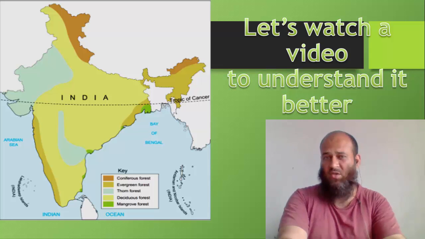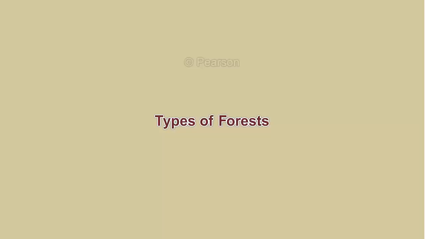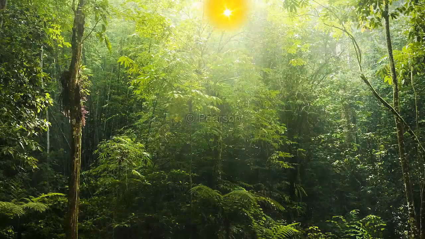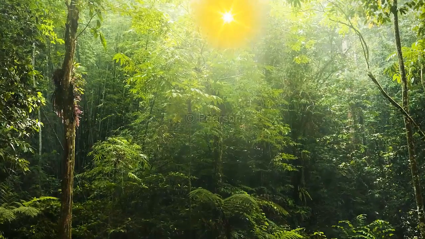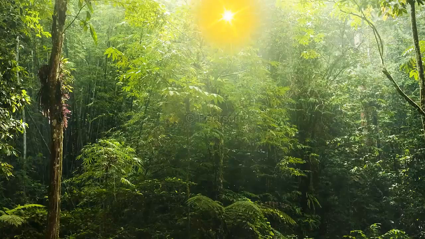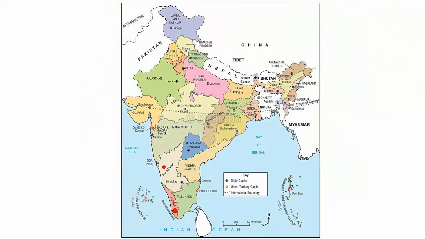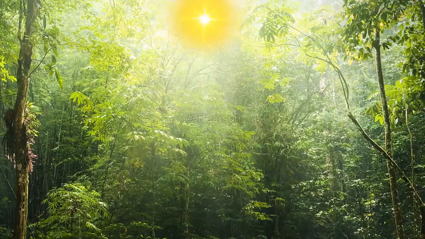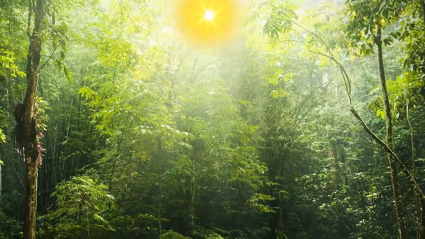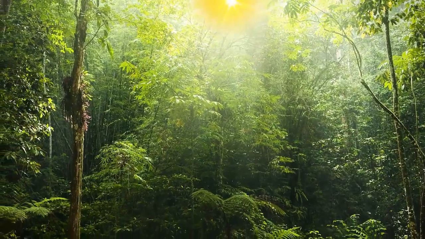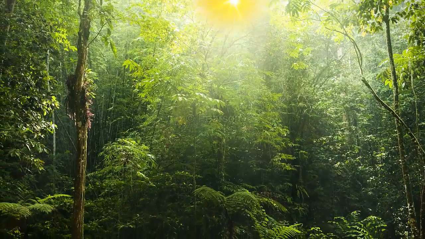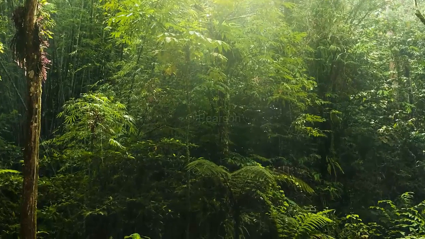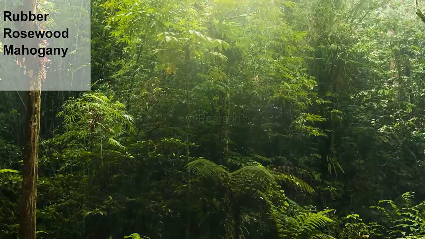And let's watch our video to understand it better. Types of forests. Evergreen forests. In India, the evergreen forests are mainly found on the western slopes of the Western Ghats in Kerala and Karnataka. Evergreen forests are dense, multi-layered, and the leaves remain lush green throughout the year. The trees found here are mostly softwood conifers or tall hardwoods with broad leaves to release large quantities of water through transpiration. Rubber, rosewood, mahogany, and bamboo are some of the evergreen trees.